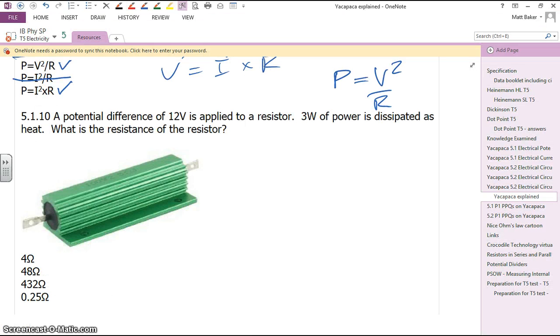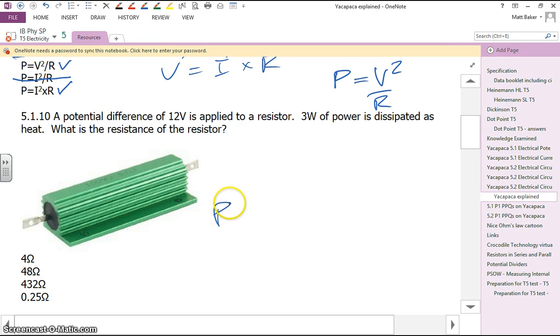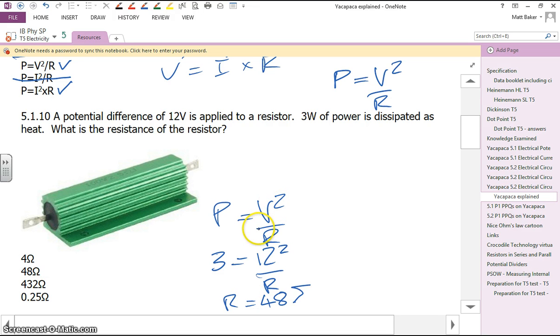So let's have a go at this question. The formula that we need is the connection between voltage, power and resistance. It tells you the power, it tells you the voltage, and it asks you to find the resistance, and if you rearrange that equation you'll find that resistance is 48 ohms.